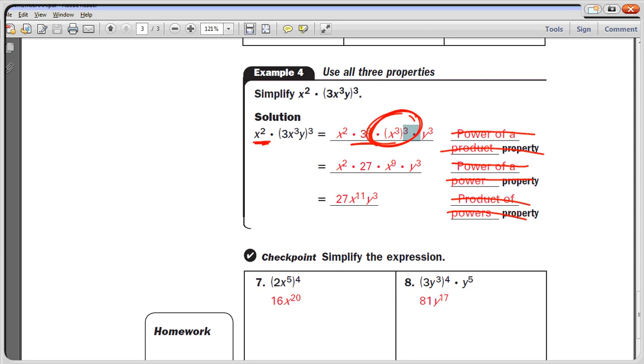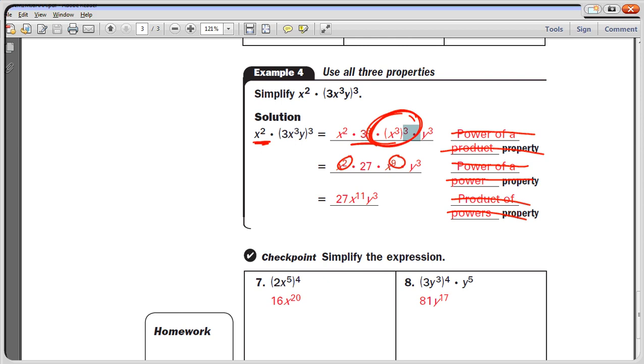So now I have this all written out. Do any of them have the same base? Yeah. The x's have the same base, so what do I do since I'm multiplying them? Now what do we do, Nika? Now we add them. So we take 9 and 2 and add them, we get 11, so we have 27x to the 11th, then just y cubed out there. I can't add that to anything. The base is not the same as anything else.